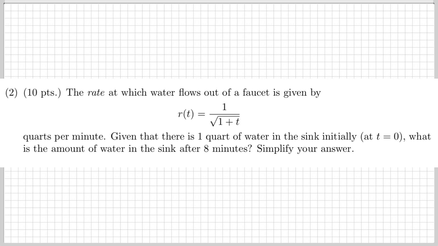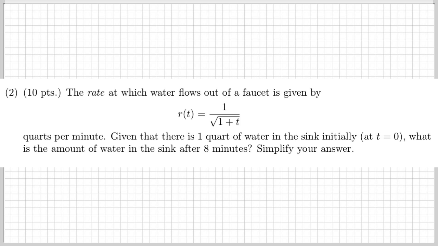And so given that there is 1 quart of water in the sink initially, so that's kind of like your initial condition, what is the amount of water in the sink after 8 minutes? So you have some water in your sink, but it's not enough, so you turn on the faucet, you get more water in your sink. And then after 8 minutes, you turn it off. You probably call a plumber as well, but whatever. Because who leaves a sink running for 8 minutes? But you want to know how much water is in there.